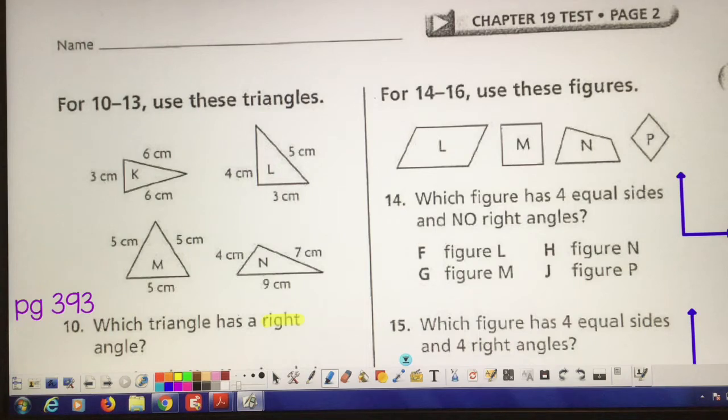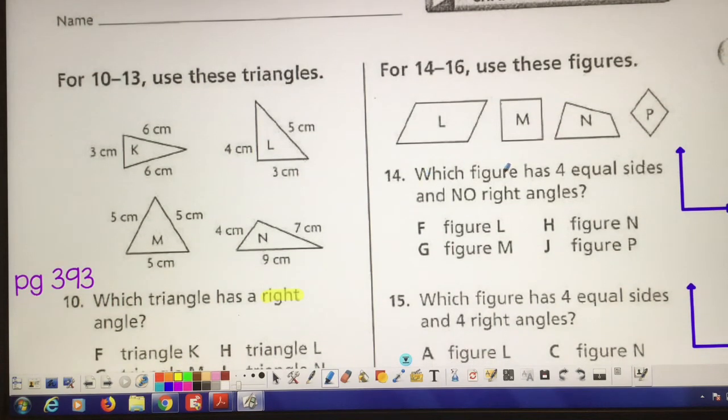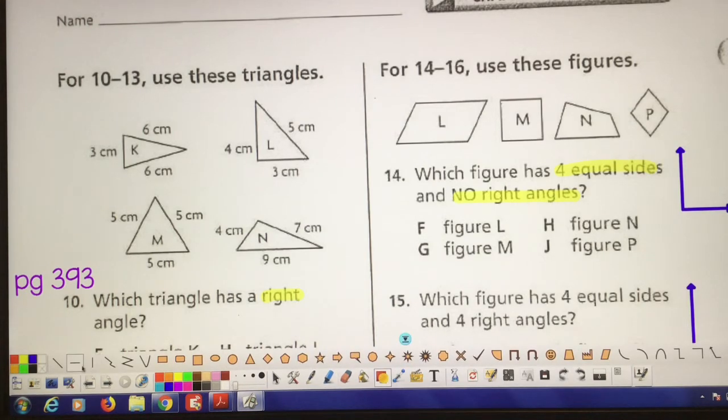Okay, then we have 14, 15, and 16 talking about the shapes over here. L, M, N, and P. You can see I kind of also drew some things on the side here. So number 14, which figure has 4 equal sides and no right angle? So to remind myself, I went over here and I actually drew a right angle, but I'm looking for one that does not have a right angle. Does not. So meaning it cannot have this. So what I'm going to do to tell myself, I'm looking for something that does not have that, right? I'm going to cross that out. It does not have a right angle, but also has 4 equal sides.